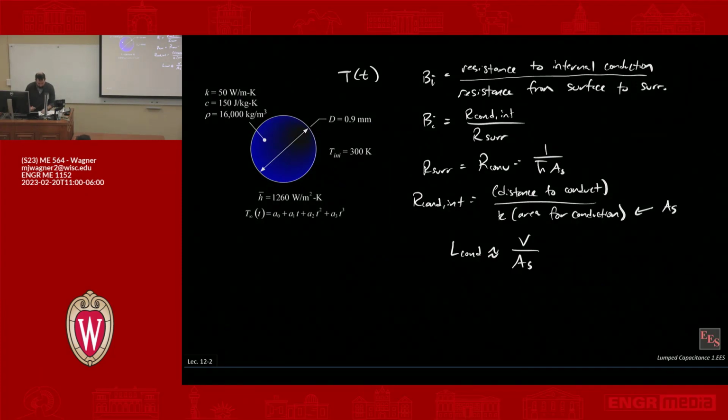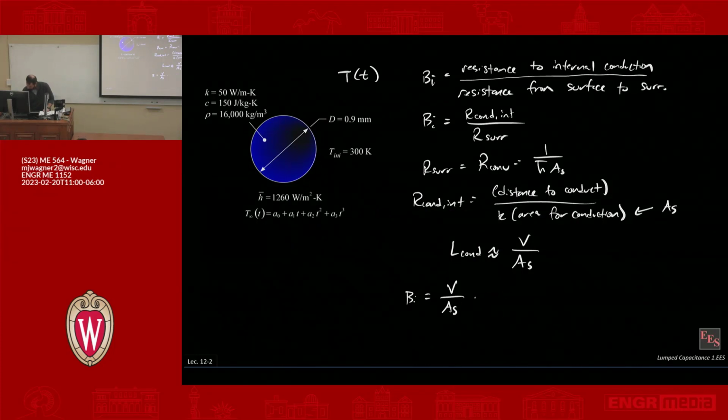Okay, so area for conduction. Okay, so the surface of surroundings, we have our convection. And then what we would end up with is, let's see. Yeah, I mean, you can just take the ratio of these, which is the Biot number is then length to conduct, which is volume over surface area. Let's see, and then it's conductivity in the denominator. Sorry, what am I doing?